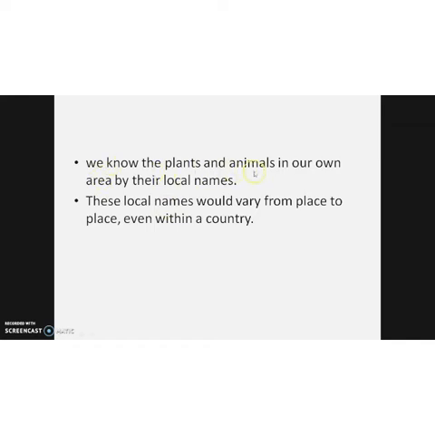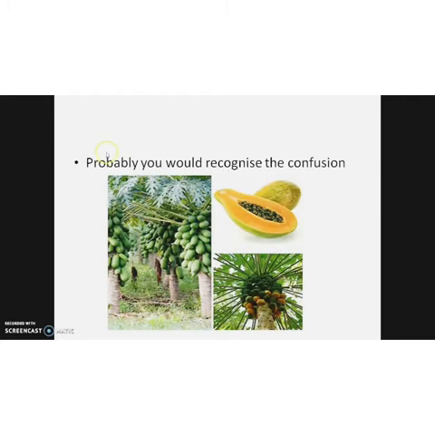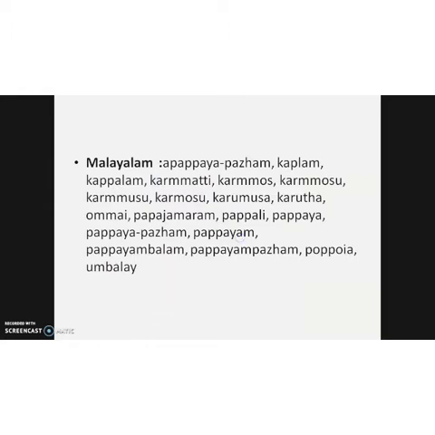Let me ask one question. We know the plants and animals in our own area by their local names, isn't it? These local names would vary from place to place, even within a country. Probably you would recognize the confusion. Let's describe it with the help of an example. Here in this picture, I represented a plant and a fruit. What is the name of this fruit in your area, children?